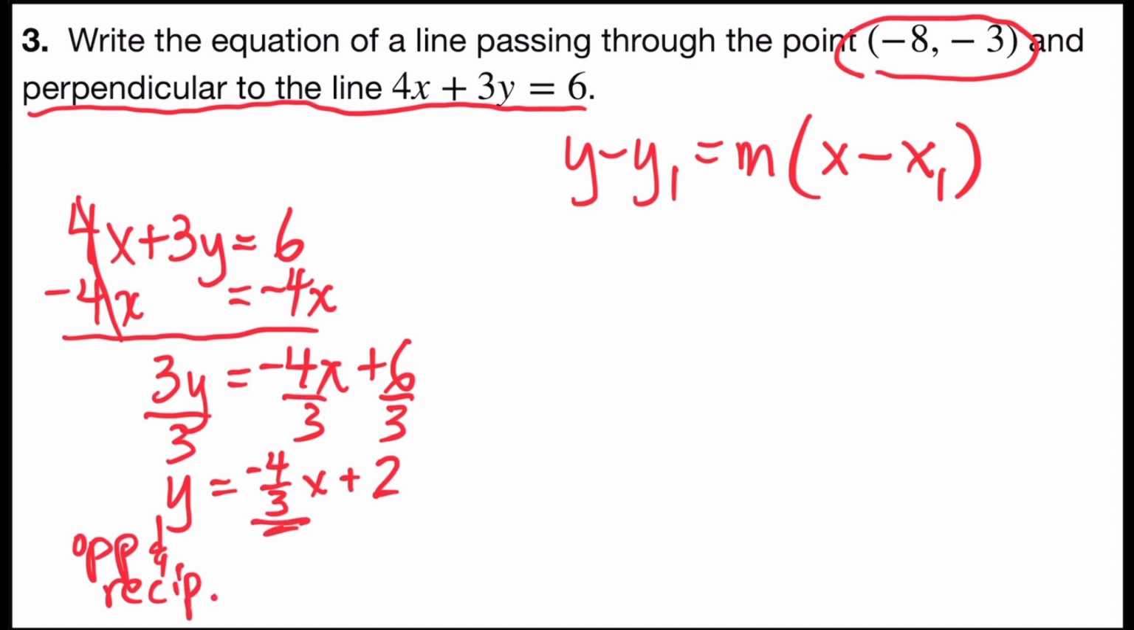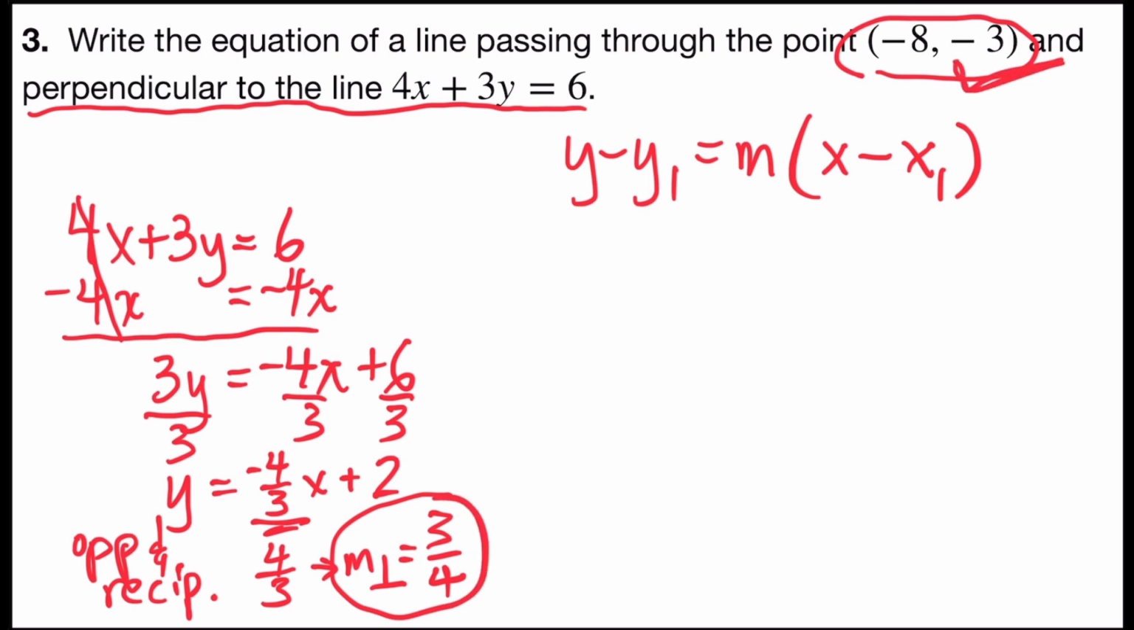So the opposite of -4/3 is 4/3, and the reciprocal, which will be the slope of the perpendicular, is 3/4. Now I'm going to use the slope 3/4 and my point, (-8, -3), and that will give me the equation of the line passing through the point that's perpendicular to the given line.